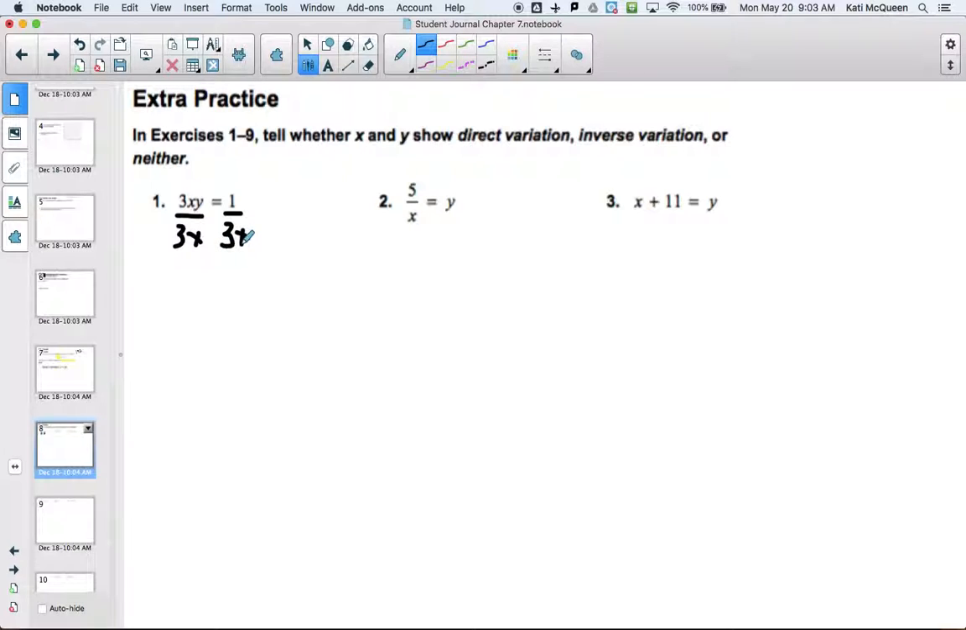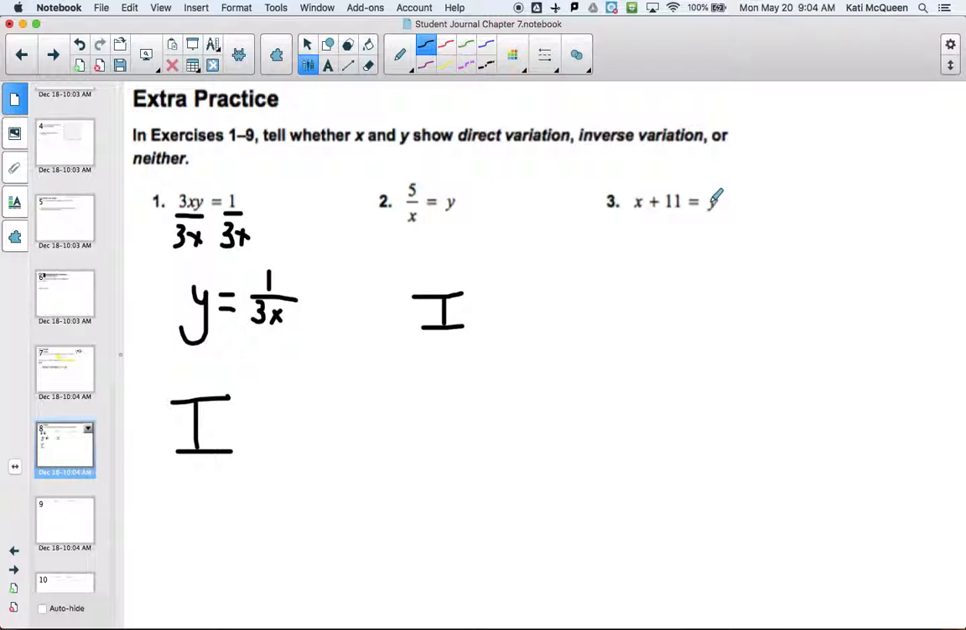So here, if I'm multiplying y by 3x, I would have to divide each side by 3x. So I would get y equals 1 over 3x. Now, since this x is in the bottom, that is going to be inverse variation. So I'm going to put a big I for inverse for this one. Here, y is already by itself. I have some number being divided by x, so that again would have to be inverse.